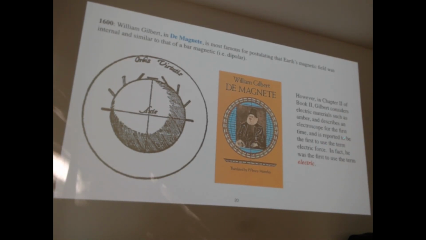But it turns out that Gilbert, if you look in chapter 2 of book 2, he talks about electroscopes and rubbing amber to create an electric charge. And he invented the word electric. So he's not only famous for magnetism in the Earth, he's also famous for introducing electricity.